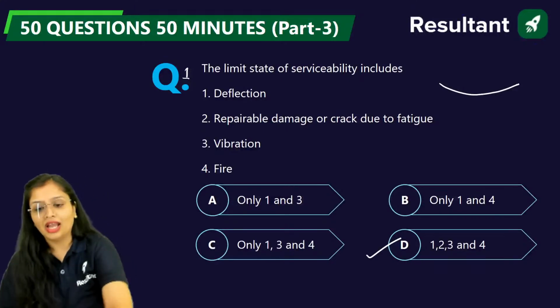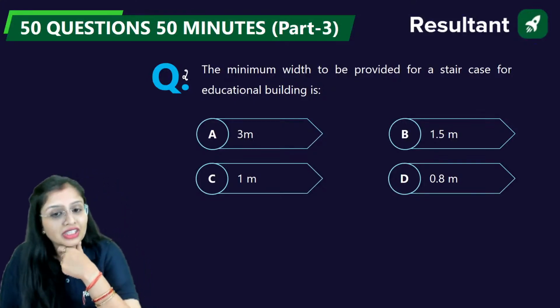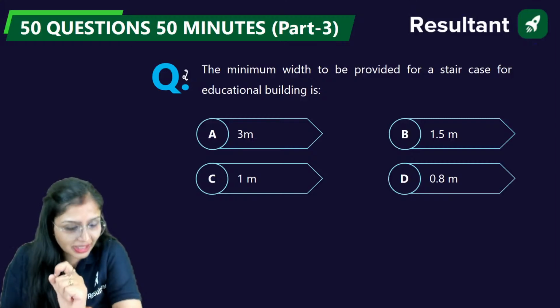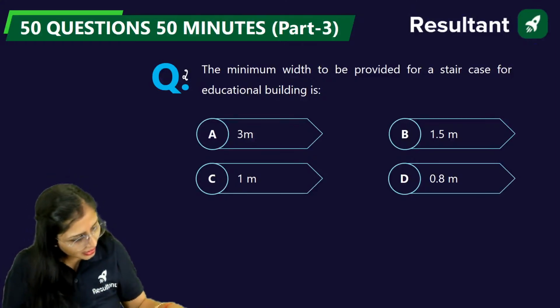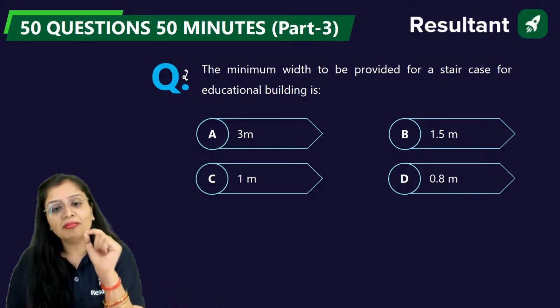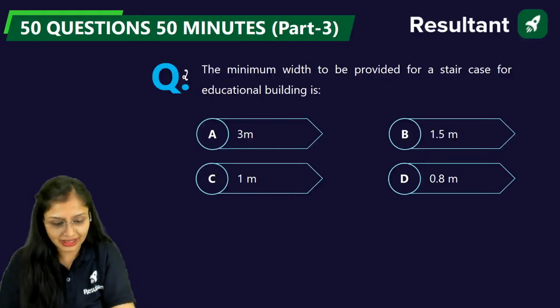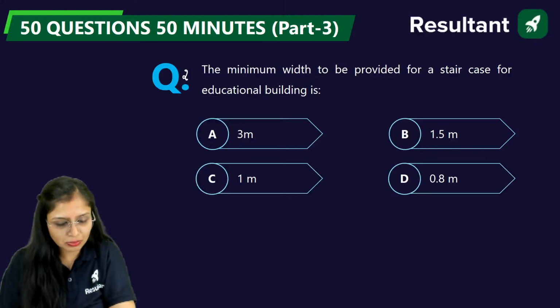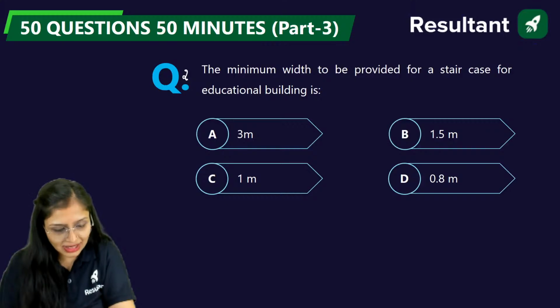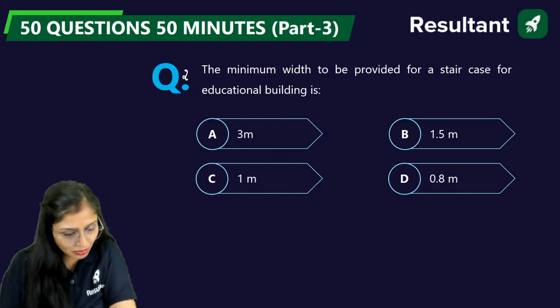Okay, now coming to the next question: the minimum width to be provided for a staircase for educational buildings. Come on, guys, answer me quickly. I guess I'm not able to see your comments. The minimum width to be provided for a staircase for educational buildings. You have different types of buildings and corresponding to that you have different widths. In this question it is asking what width is provided for educational buildings. Come on, guys, I'm not getting any answers.